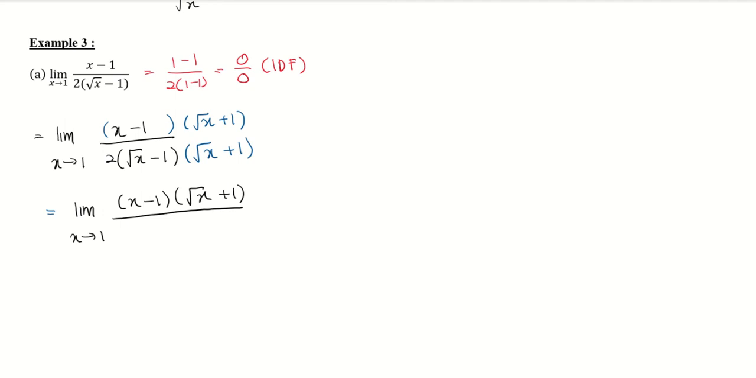So expand that: this becomes square root x times square root x, which is x. Square root x times positive 1 is positive square root x, and then negative 1 times square root x is negative square root x. Negative 1 times 1 is negative 1. And we can see here we have positive square root x and negative square root x that cancel out. So we are left with, at the denominator, the factor x minus 1 that we want to cancel.